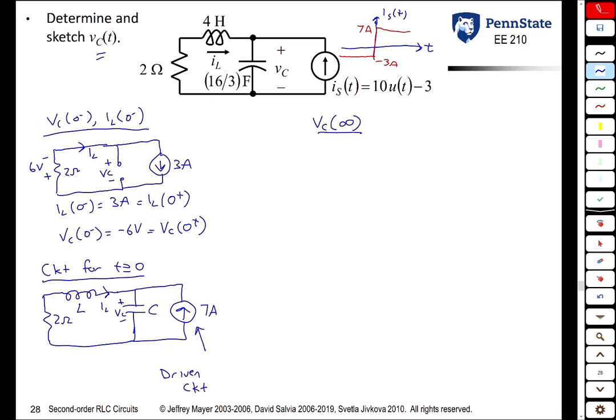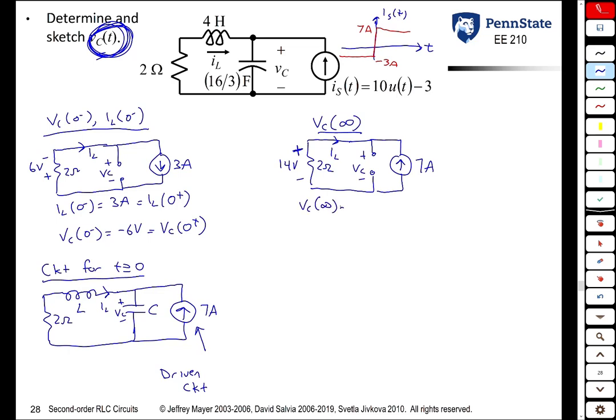Why do we need to find Vc at infinity? Because what we're ultimately looking for is Vc. So at infinity, we once again have a capacitor open circuited, the inductor short circuited, but now because the current source is 7 amps going up, the voltage across this 2 ohm resistor is 14 volts with the plus on the top, and so Vc(infinity) is plus 14 volts.